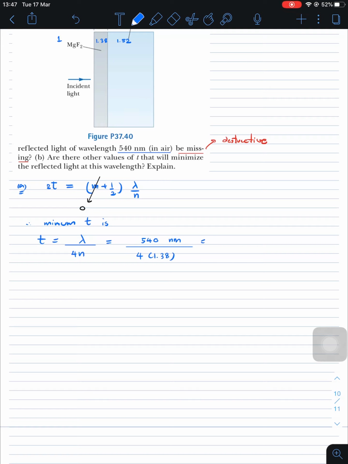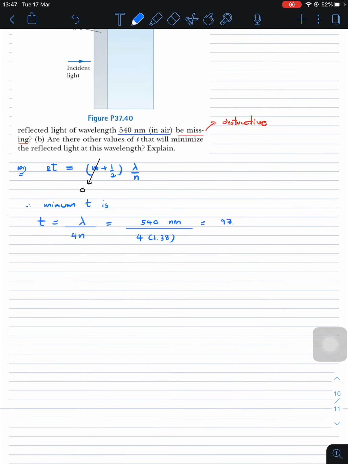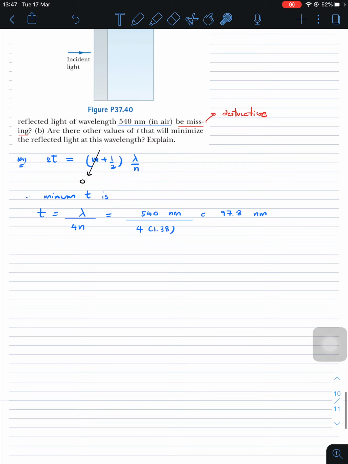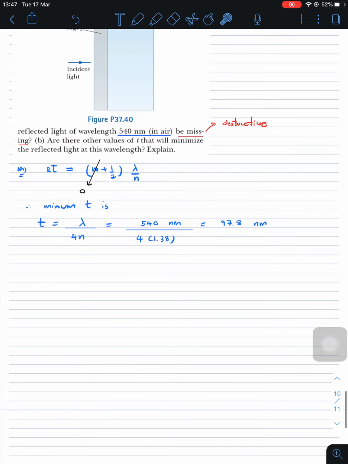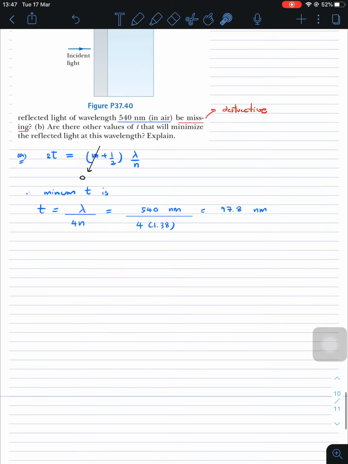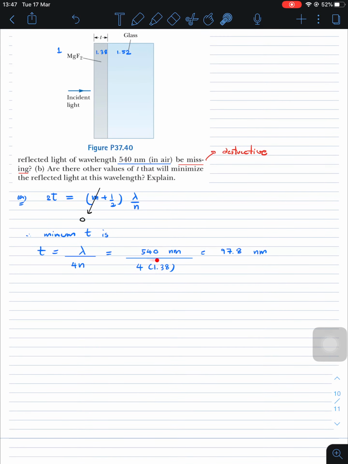Then we can just compute, and we get the answer to be 97.8 nanometer. This is going to be the minimum thickness of the film that we can use to minimize the reflected light, okay. Don't forget that we have three significant figures, so our answer must be three significant figures as well.